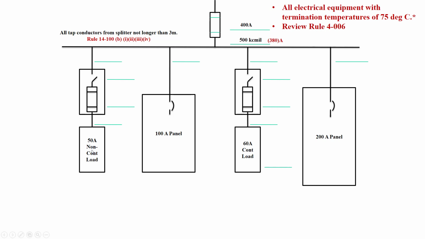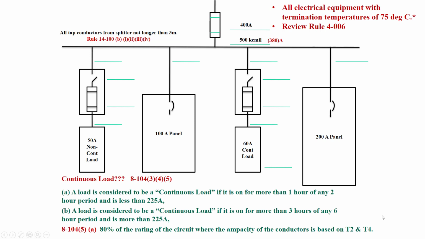quick little review. We're going to start on this 50 amp non-continuous load over here, and we can size it all the way up, and then we'll review 14-100B when it actually comes time to get to the tap conductor. So 50 amp non-continuous load, if we do a little review on that, that was covered in section 8, so 8-104, subrules 3, 4, and 5.